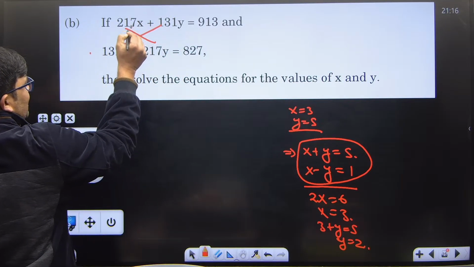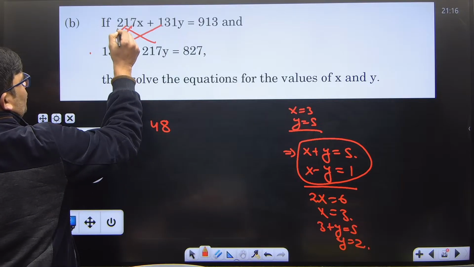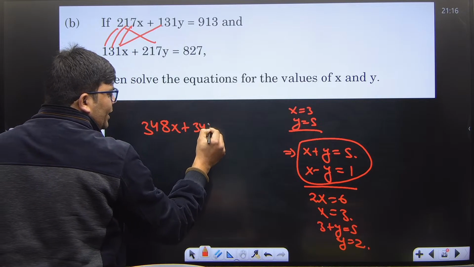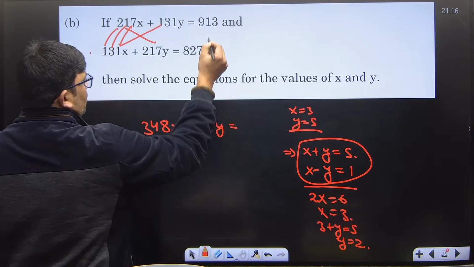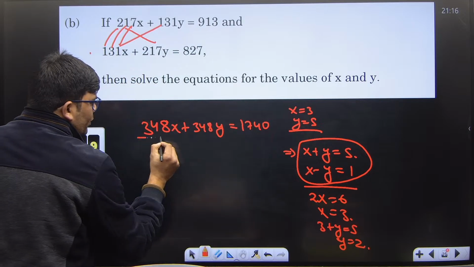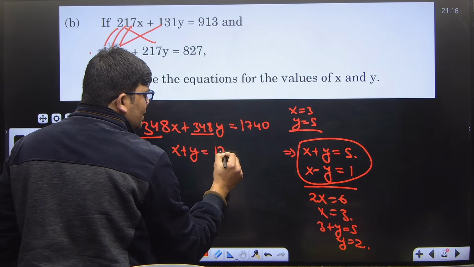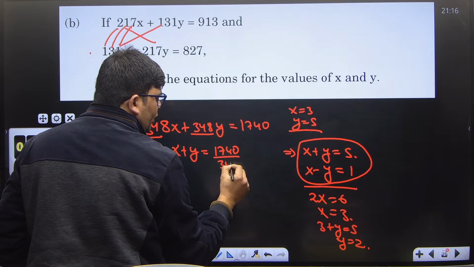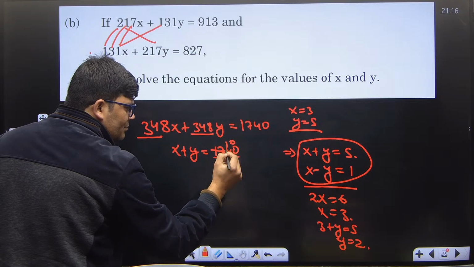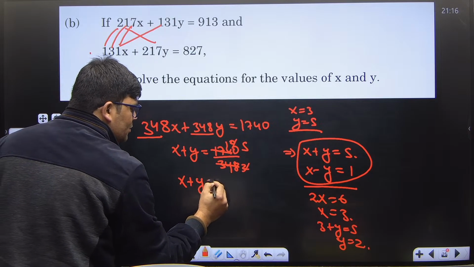So if you add, 7 plus 1 is 8, 1 plus 3 is 4, 2 plus 1 is 3. Because the coefficients are the same, you will get 348 on both sides. And adding here, you get 1740. So you can take 348 common. So you will have x plus y is equal to 1740 divided by 348. So by looking at this, you can see that this is 10 times, this is 2 times. So the first equation you will get x plus y is equal to 5.